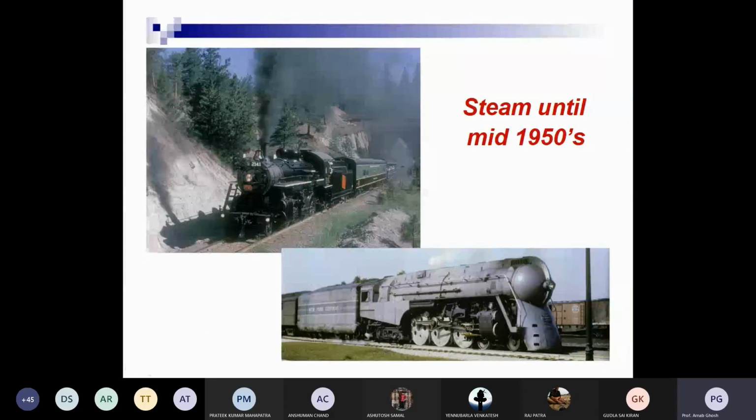Right now, I don't know whether steam engines are still there or not, because I'm not able to go there right now. I didn't see it, but I heard that initially it was the steam engine. So the steam engine was started by the Himalayan Railways, meaning started by the British government.